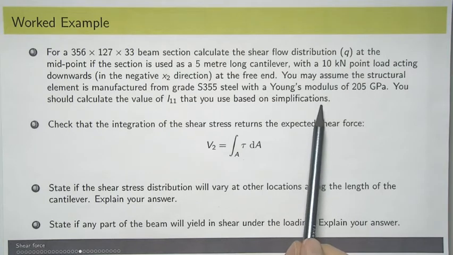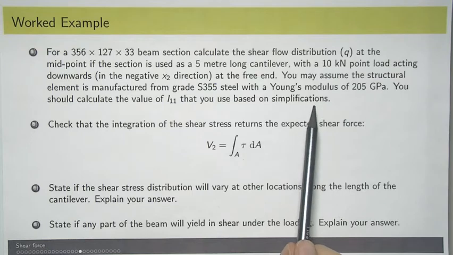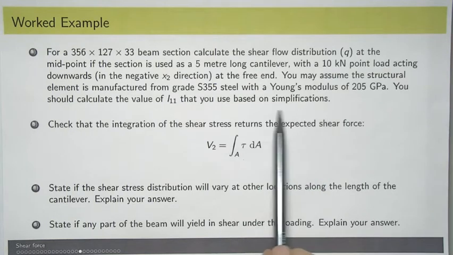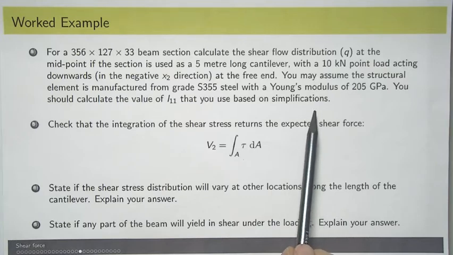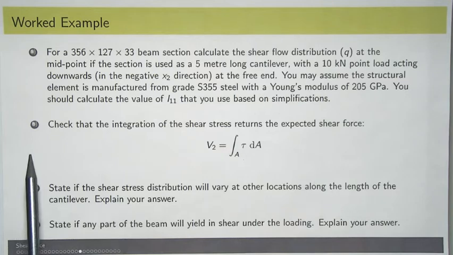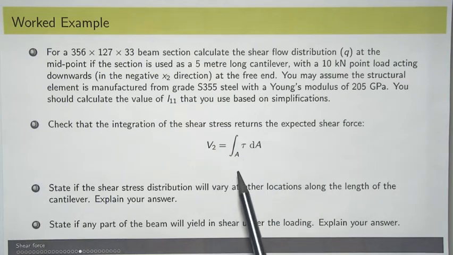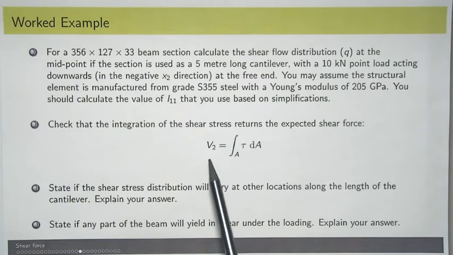Because when we go through the calculation for shear flow, we're effectively going to be using the centerline, it makes sense to use a simplification rather than use the value that we would get from the section table. The second part of the question is we're required just to check that the integration of the shear stress returns the shear force. So this is basically going to be done by integrating the shear flow.